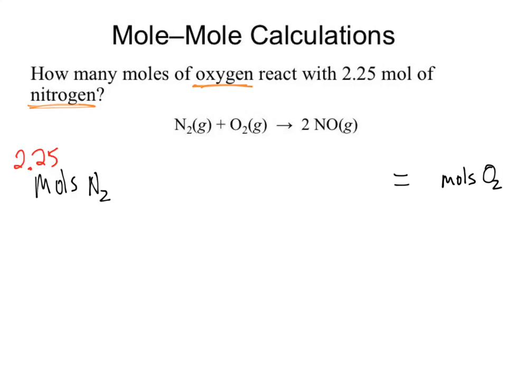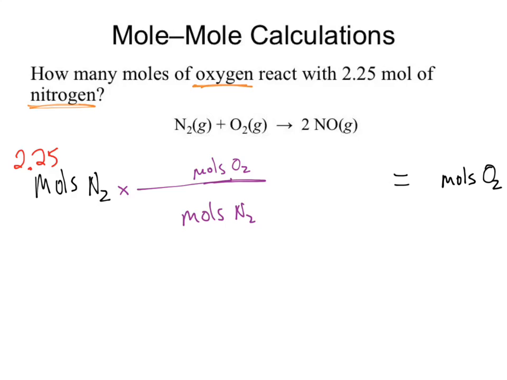So start off with our conversion factor. As we've been discussing, get rid of the unit that you don't want first. So the unit we don't want is moles of N2. How do we get rid of that? Put it on the bottom. Moles of N2. What unit do we want? Moles of O2.